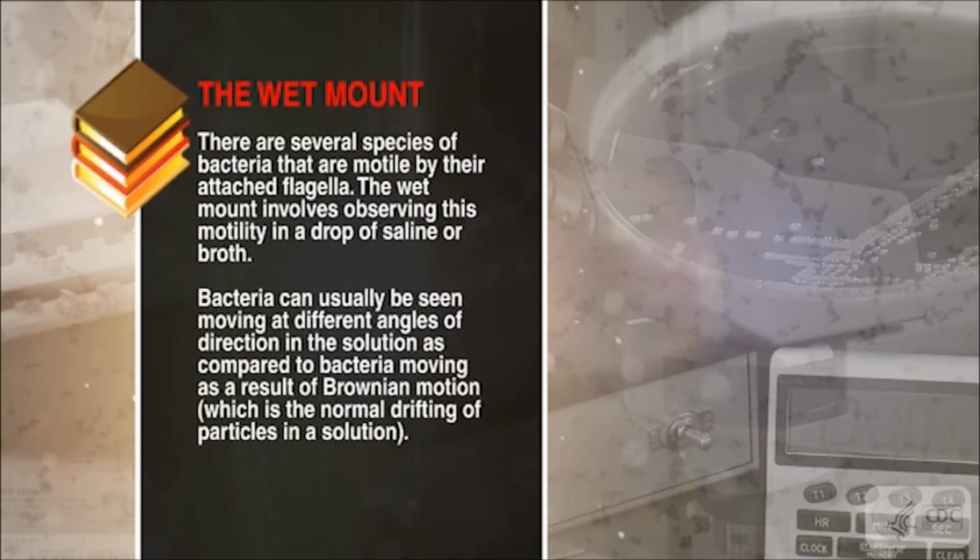There are several species of bacteria that are motile by their attached flagella. The wet mount involves observing this motility in a drop of saline or broth. Bacteria can usually be seen moving at different angles of direction in the solution, as compared to bacteria moving as a result of Brownian motion, which is the normal drifting of particles in a solution.